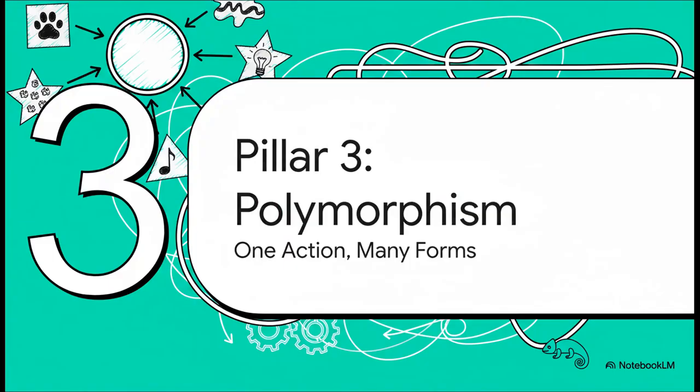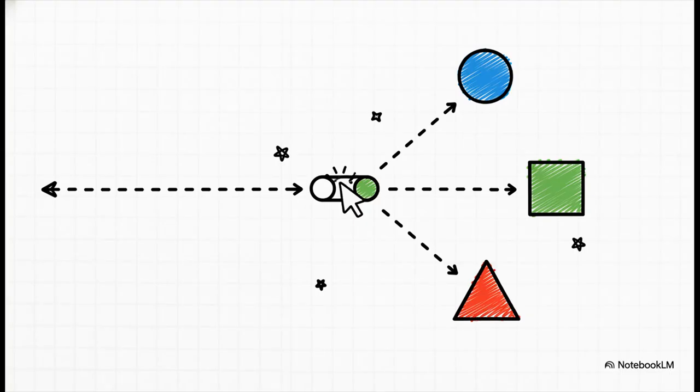Our third pillar is polymorphism, and it's probably the most advanced of the four. The name sounds a little intimidating, I know. It literally comes from Greek and means many forms. And that's a perfect description, because it's all about one action that can take many different forms. What makes polymorphism so incredibly useful is that it's dynamic. It lets the program decide which exact action to take while it's running.